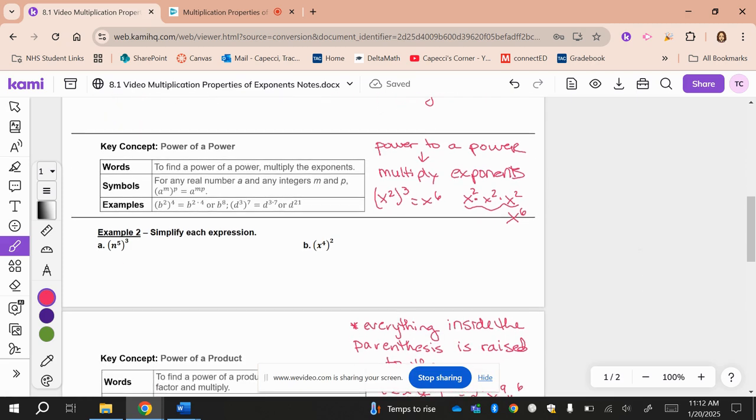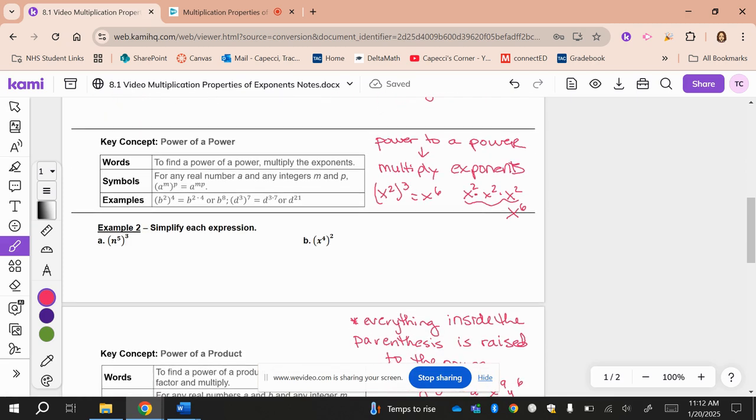Now in looking at our next property, we're going to do a power to a power. So I have a variable raised to a power. In this case, it's b to the second. And I raise that to the other power. And then I'm going to multiply those. So a power to a power, we're going to multiply.